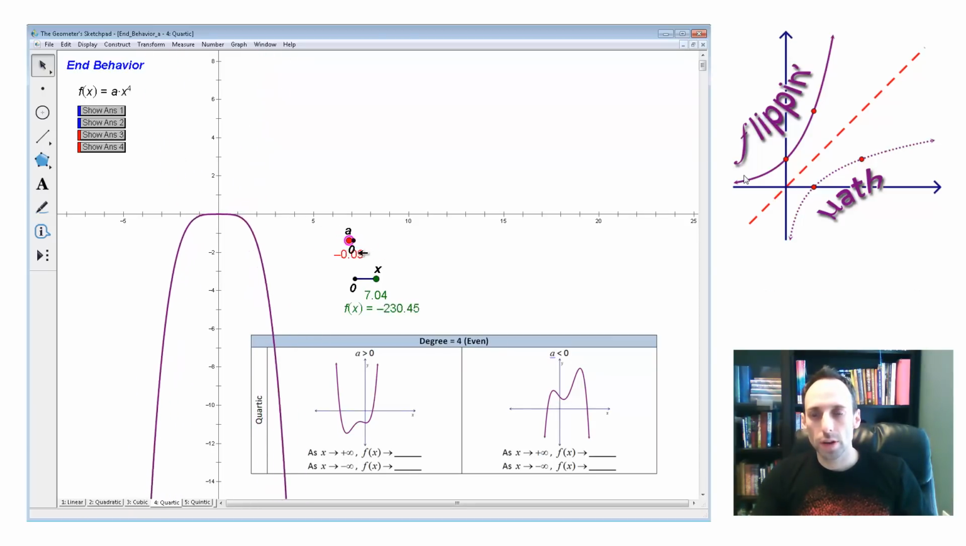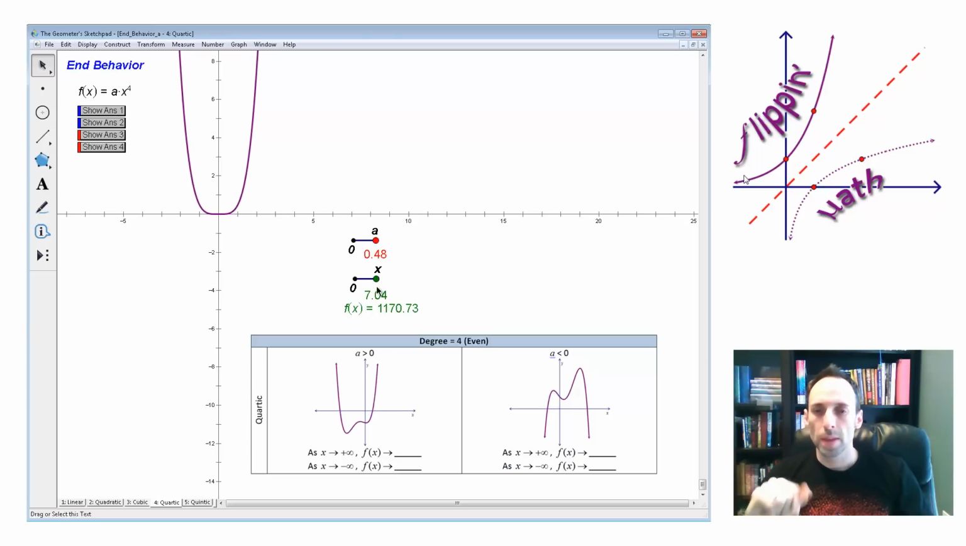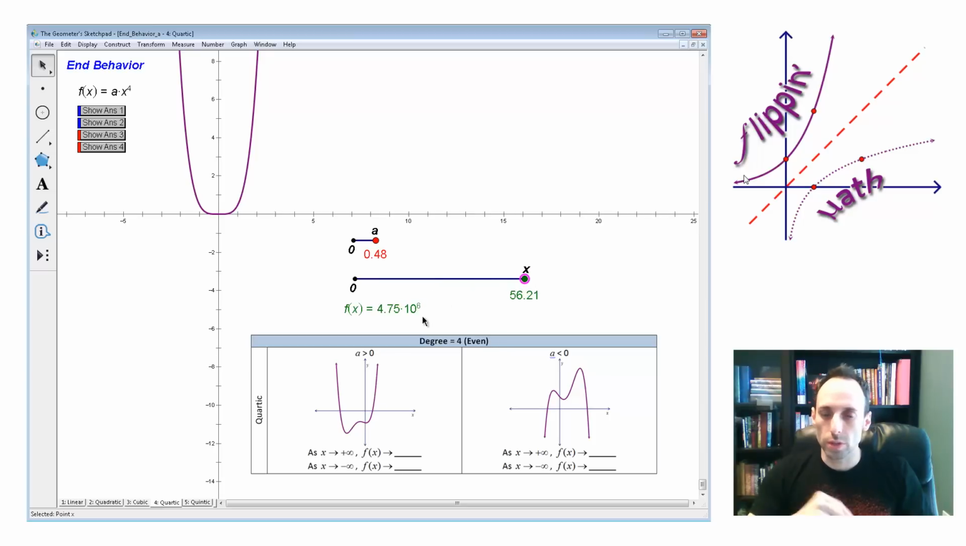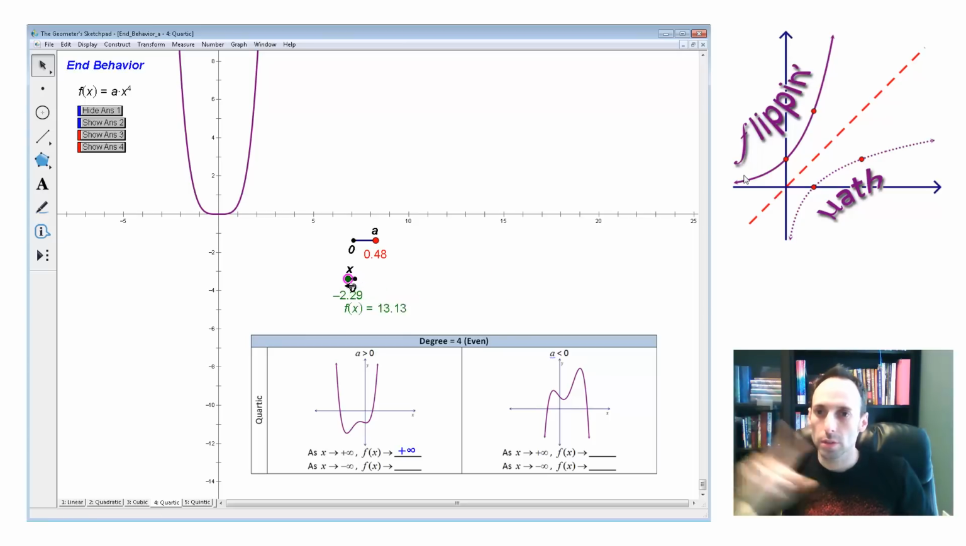Looks very similar to the quadratic one, right? Both of my ends are pointing upwards. As x approaches positive infinity, f of x is getting super big. It's also going to, oh, look at that, it's in the millions now. It's going to positive infinity. As x goes to negative infinity, then this green dot went back upwards again. It's also going to positive infinity. Both ends are pointing up.